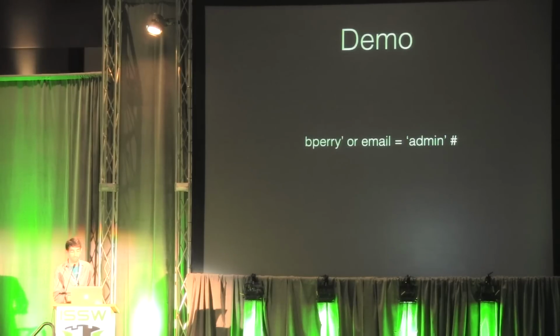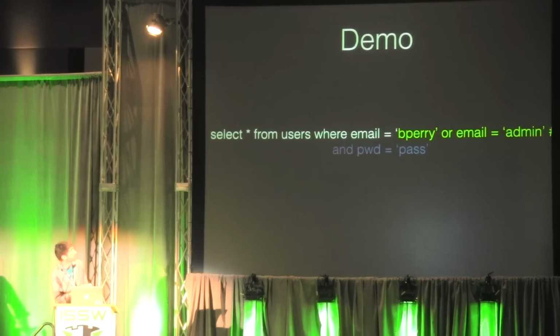So what happens if I supply a username that looks like this? bperry or email equals admin. That's what I just did, right? It turns the SQL query on the back end into select all from users where email equals bperry or email equals admin, and then it comments out the rest. You can kind of see it's very dark blue. I may not be able to use this pointer very much. I think the battery's almost dead.